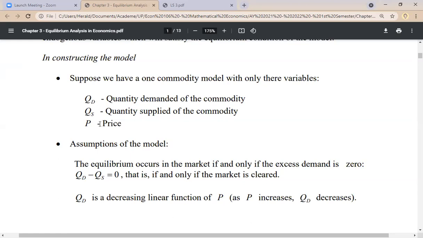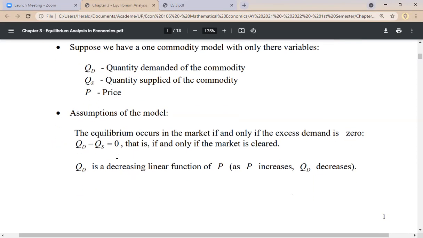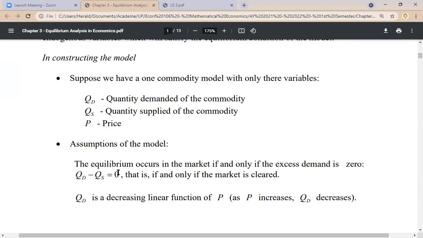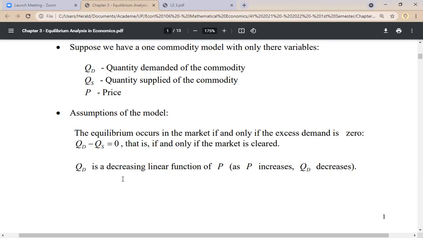So with this, we have these variables here. We have QD. QD stands for quantity demanded, QS quantity supplied, and we also have price here. Other than determining what we're trying to solve, what we're looking for, which is price and quantity, we also need to establish a form of assumptions.